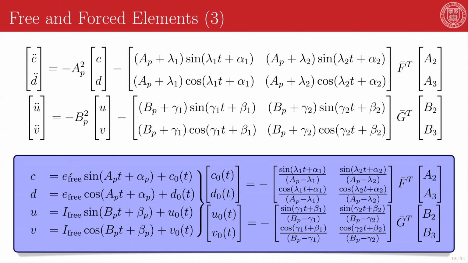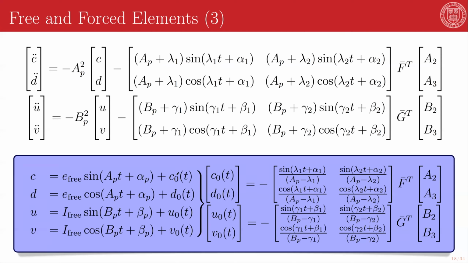C will be some constant that we call E free, that is a function of the initial conditions of the system, times the sine of AP in time plus alpha p, where alpha p is once again a phase determined from initial conditions, plus the initial value of C naught in time. D has the exact same form with the exact same amplitude and phase and period, save that it is cosine, and U and V follow the exact same pattern, save that they are in inclination and have a coefficient of the free element of the inclination times the sine and cosine of the same period and phase, with the phases determined by initial conditions plus an initial offset.